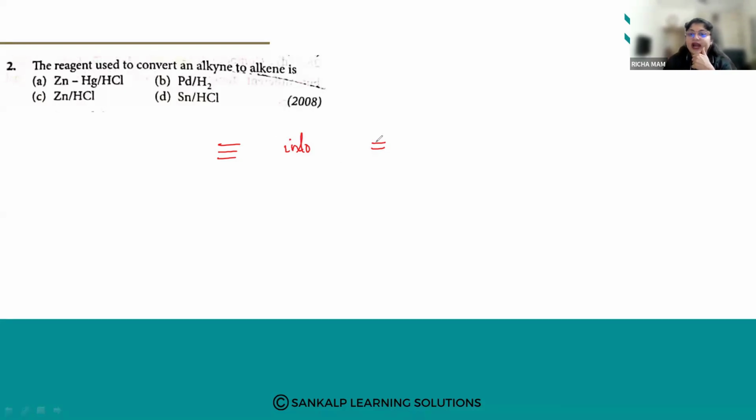So what we are doing here is adding. When a triple bond is converted into a double bond, there is an addition of hydrogen. If you see this compound, there is an addition of hydrogen, right? So for converting alkynes into alkenes, we are using a hydrogenating agent. So which is the hydrogenating agent here?